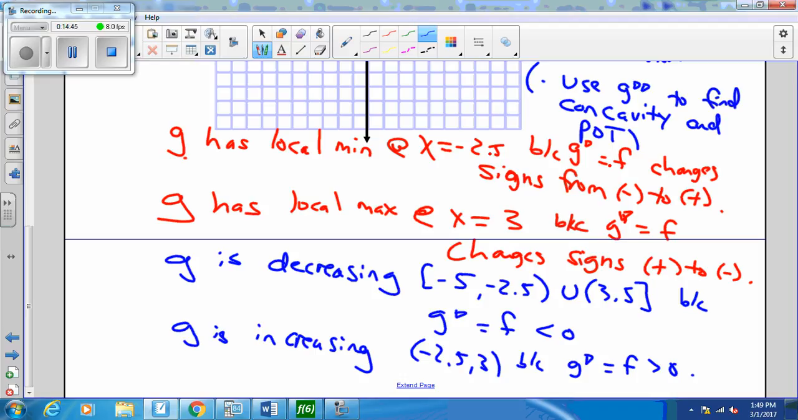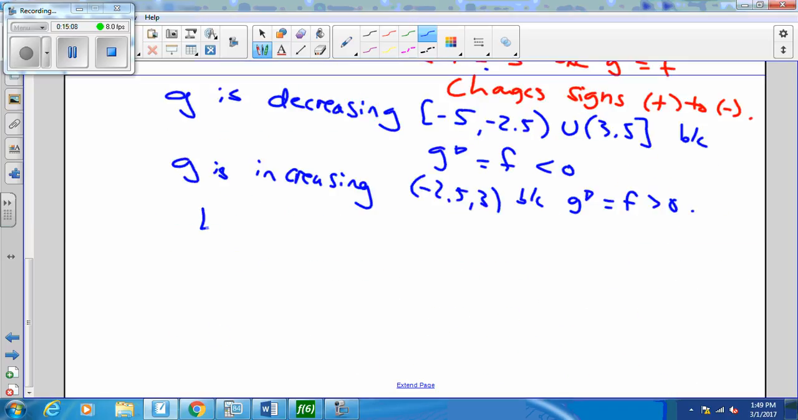Now, armed with all of this, we are just about ready to do a graph of G, but we can actually do one more thing. Do you guys remember we did this kind of stuff before, and we sketched graphs? But we can actually do one more thing that we could not do before. We can actually find y values at x equals 3 and x equals negative 2.5 by doing inverse. So let's find those values.